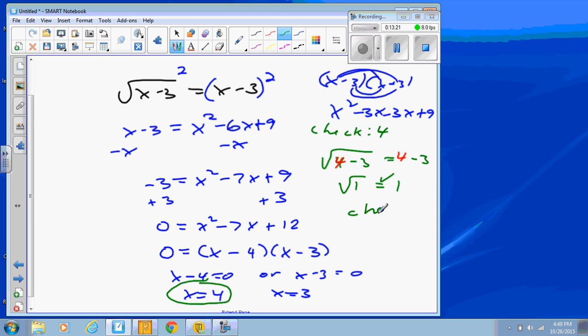Now I'm going to check 3, and that's going to be the square root of 3 minus 3 equals 3 minus 3. All I'm doing, to check them, is writing the same equation here, just changing the x. Both x's to 4 gave me this answer. Changing both to 3, I get the square root of 0 equals 0, which is also true. So there are two solutions to this one, 4 and 3.